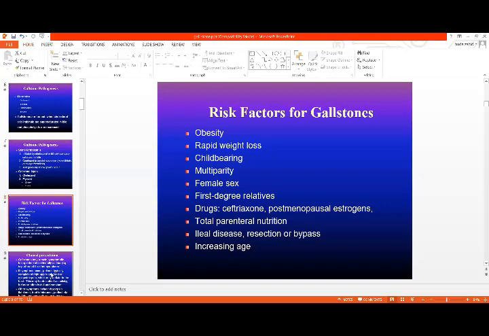Childbearing age में होते हैं, multiparity में होते हैं, ज़्यादा बच्चे हैं, फीमेल सेक्स है, first degree relatives हैं, drugs.